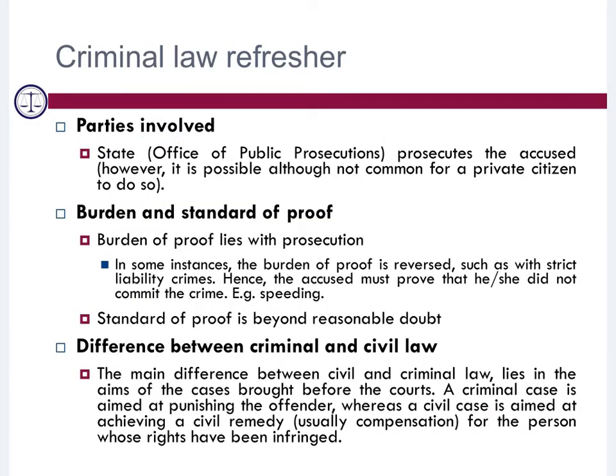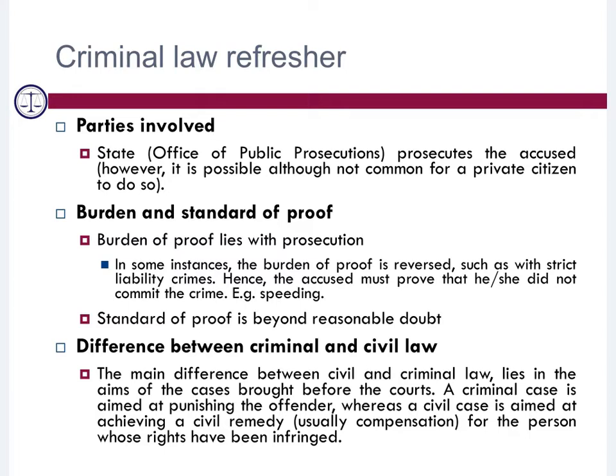The parties involved in a criminal trial are the state, which is represented by the Office of Public Prosecutions, and the accused, and it's the state who prosecutes the accused. The burden of proof in a criminal trial lies with the prosecution. However, in some instances, the burden of proof is reversed, such as with strict liability crimes. Hence, the accused must prove that he or she did not commit the crime. For example, in speeding offences, this is the case. The standard of proof in all criminal trials is beyond reasonable doubt.